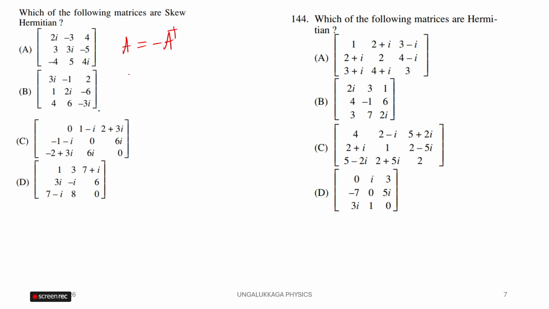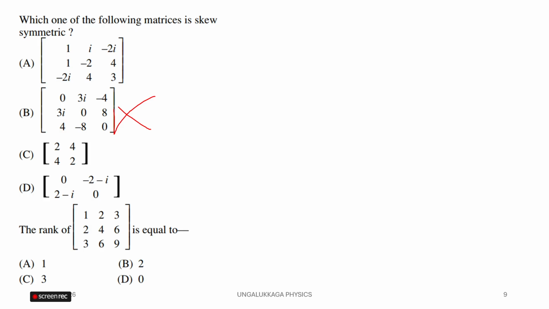We already discussed a lot of problems on skew and Hermitian matrices. The condition for skew Hermitian matrices is A equals minus A dagger. For a Hermitian matrix, A equals A dagger. So kindly check the conditions for which option is correct and comment in the comment box. And which of the following is a skew symmetric matrix? Here you will have more than one answer, so you can just comment the answers in the comment box.